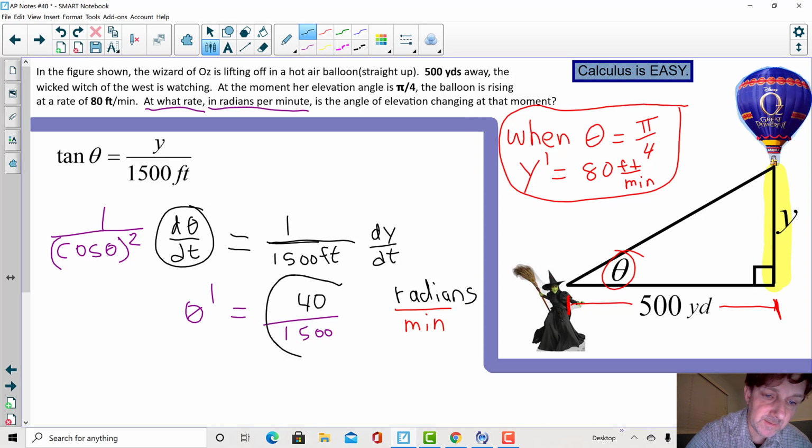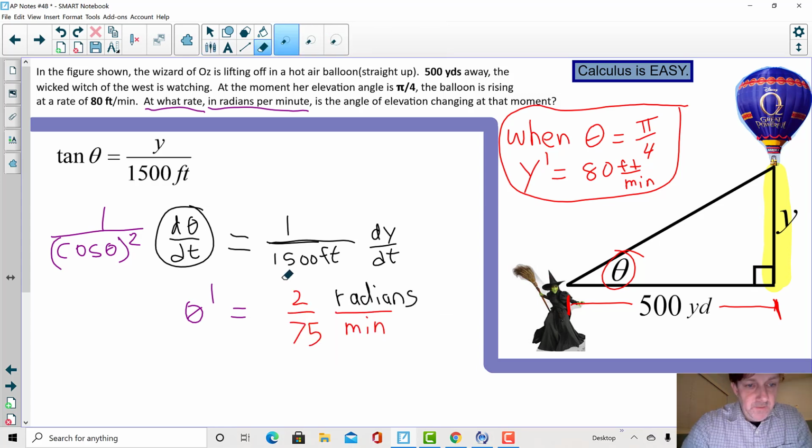And we can simplify this a little bit. You can cancel the zeros, right? That's like 10 divided by 10. And you can divide both numbers by 2. You get 2 over 75. Okay, so our final answer is that theta prime is equal to 2 over 75 radians per minute at that moment.